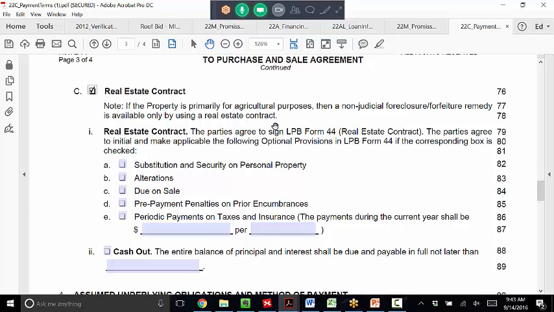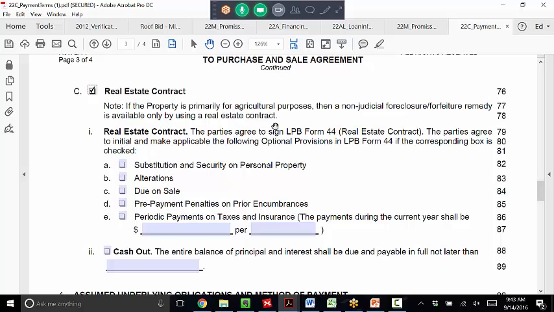Real estate contract. Note, if the property is primarily for agricultural purposes, then a non-judicial foreclosure/forfeiture remedy is available only by using a real estate contract. So that's why they put this in here. The stronger, more secure approach is the promissory note and deed. But if it's agricultural land, you can't foreclose on it if you use that approach. So they're recommending you use the real estate contract approach. And I do too.